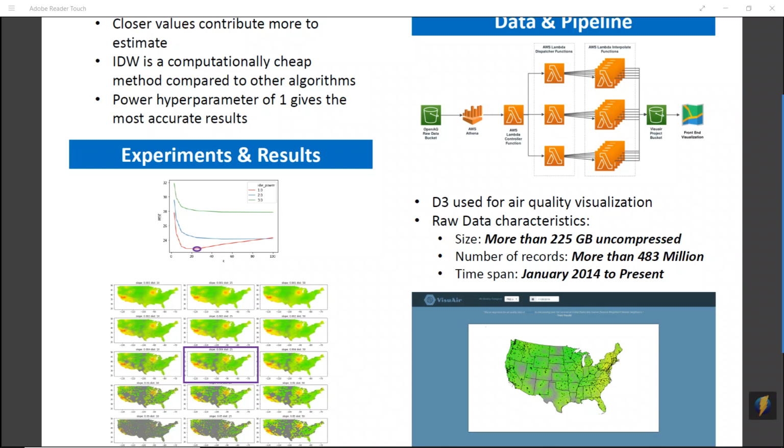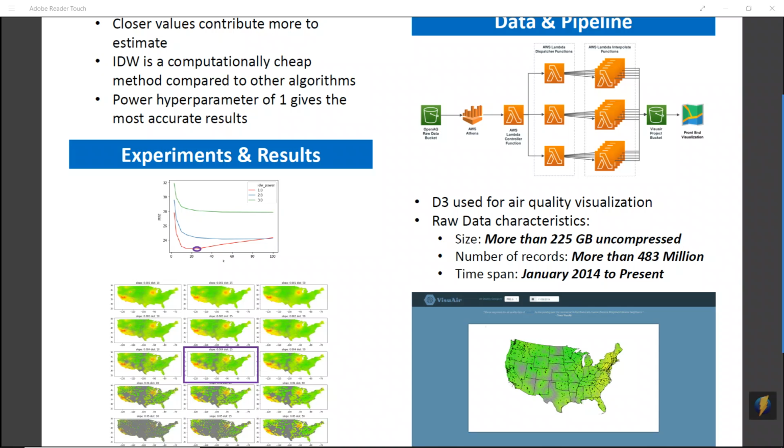Each instance of the function takes as input sensor data for a given date and chemical, as well as a mesh of GPS coordinates to compute over. As output, the function creates a color for each GPS coordinate in the mesh. The controller and dispatcher functions offer a distributed MapReduce functionality. These Lambda functions dump their output into a project bucket, which is read by the front-end D3 visualization.